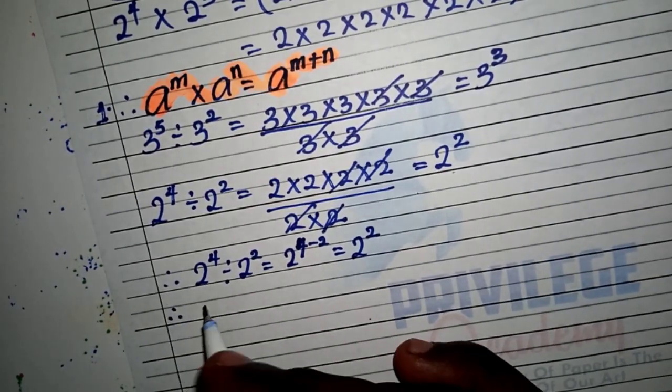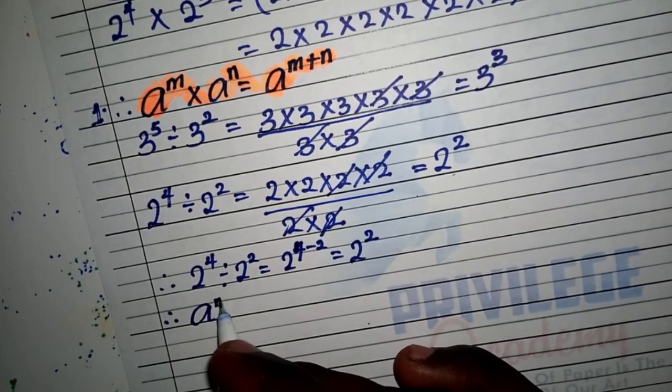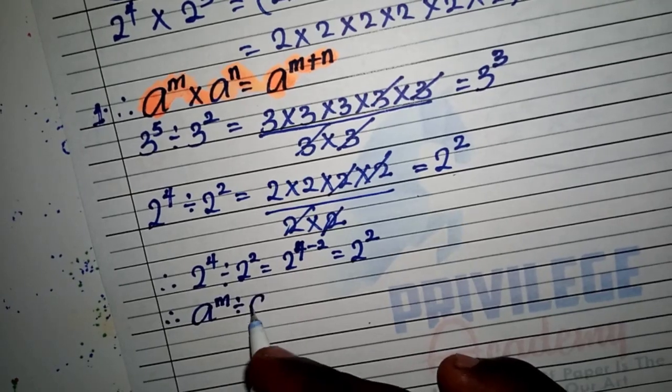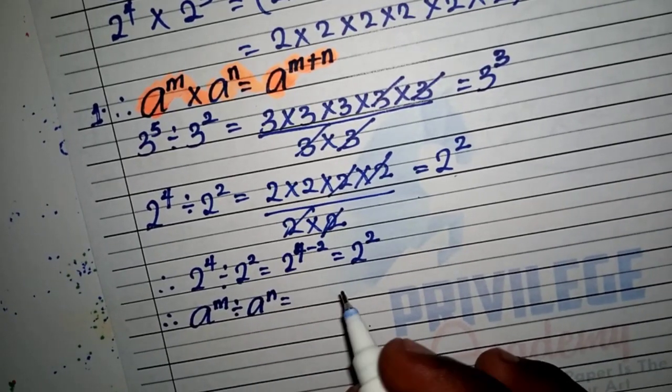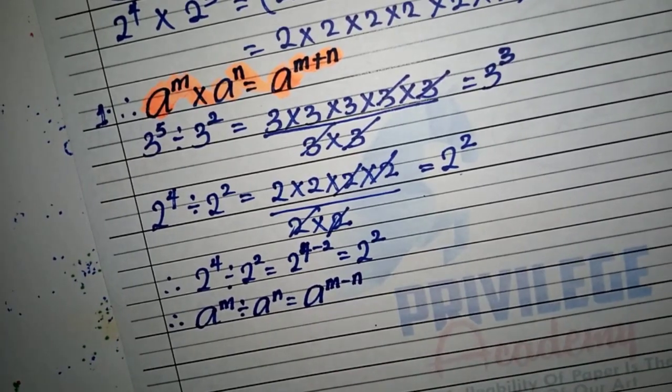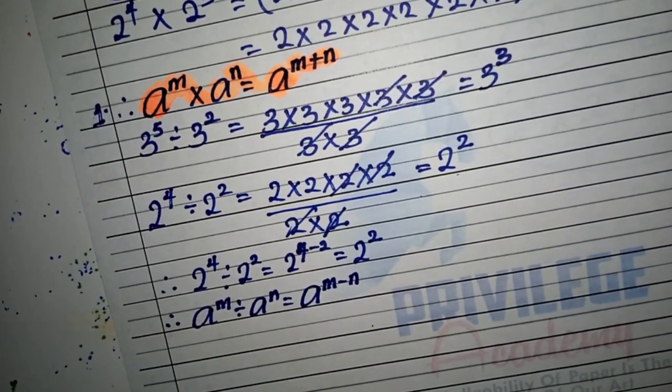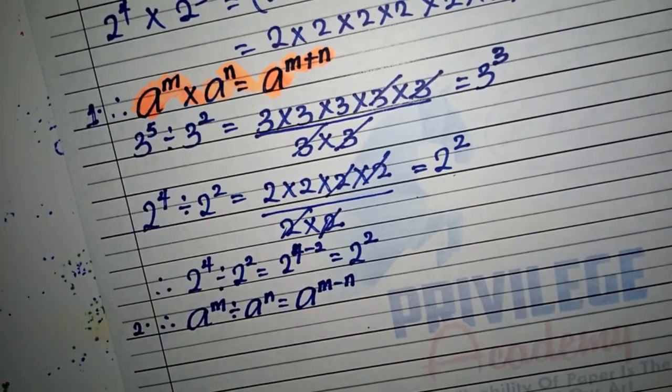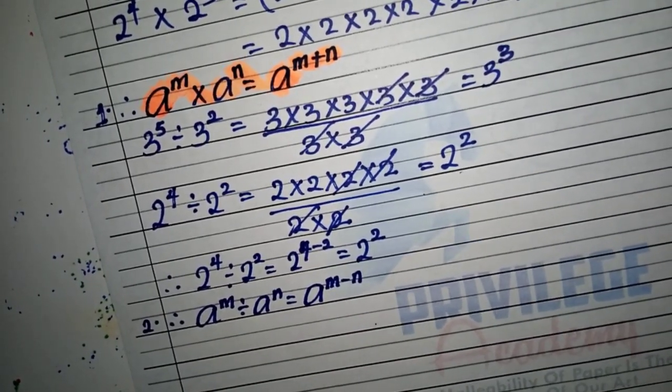So I can say if I have a to the power of m divided by a to the power of n, my result is a to the power of m minus n. And this will be the second law of indices.